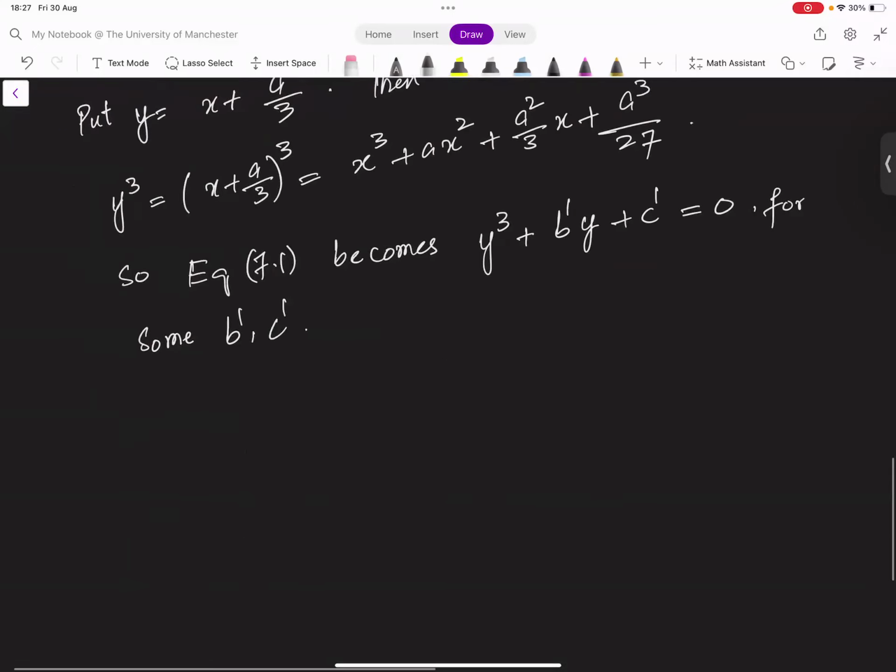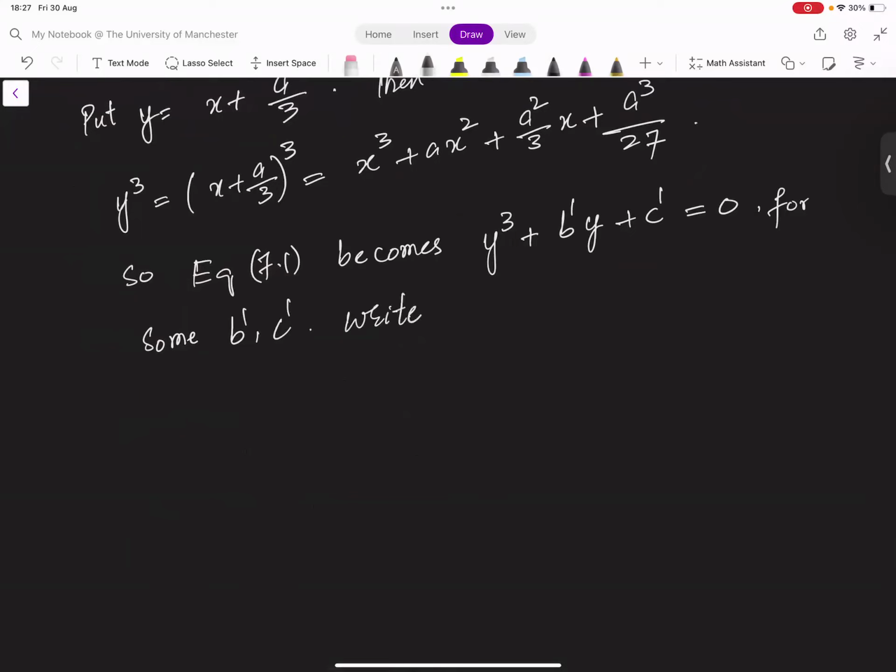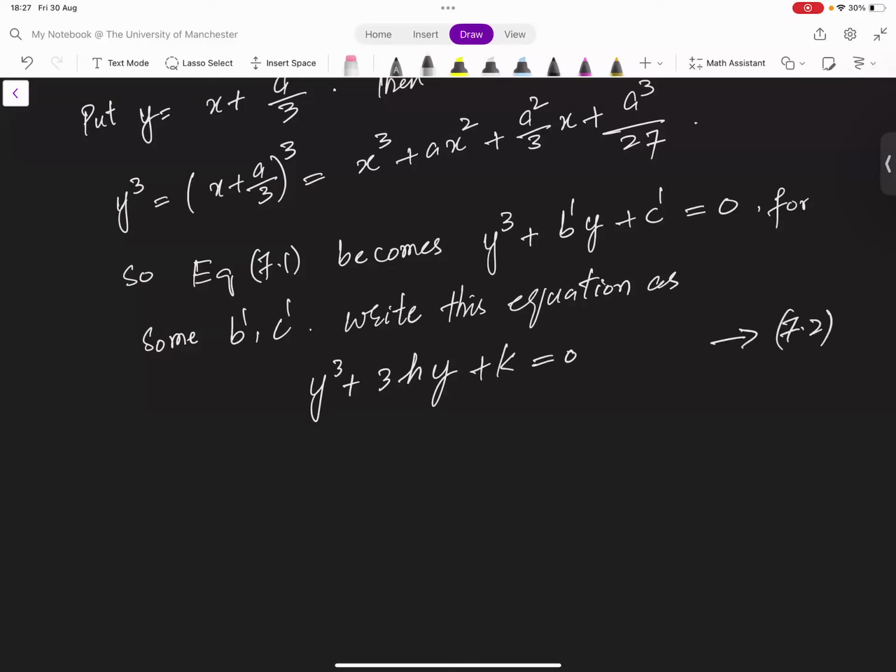Write this equation as y cube plus 3h y plus k is 0. This is equation 7.2. The coefficients 3h and k can easily be worked out given a, b, c. Here comes the clever part.